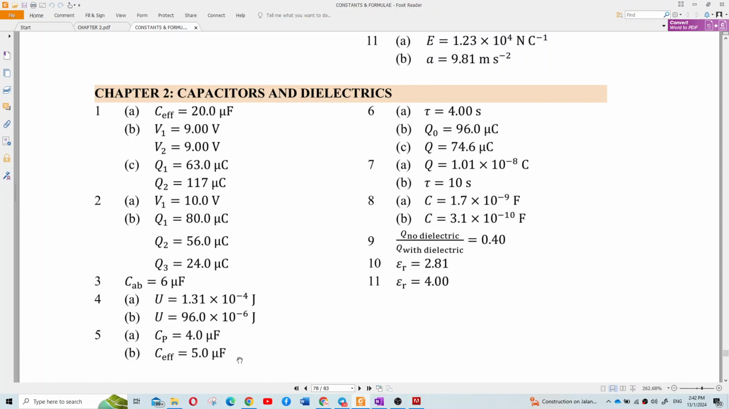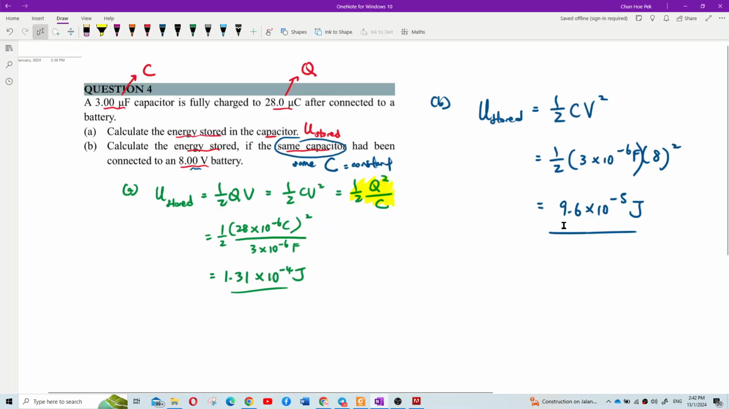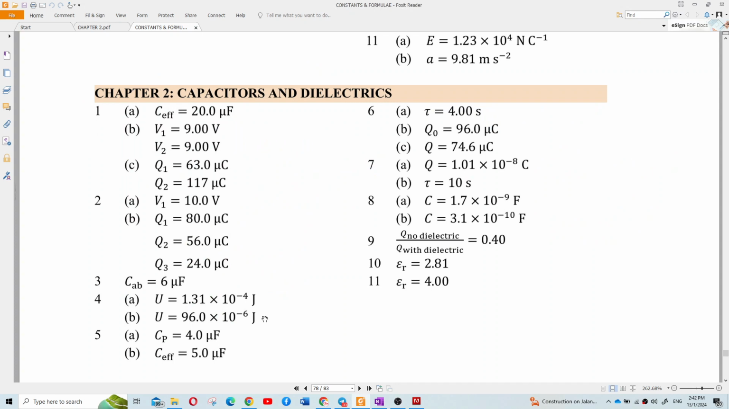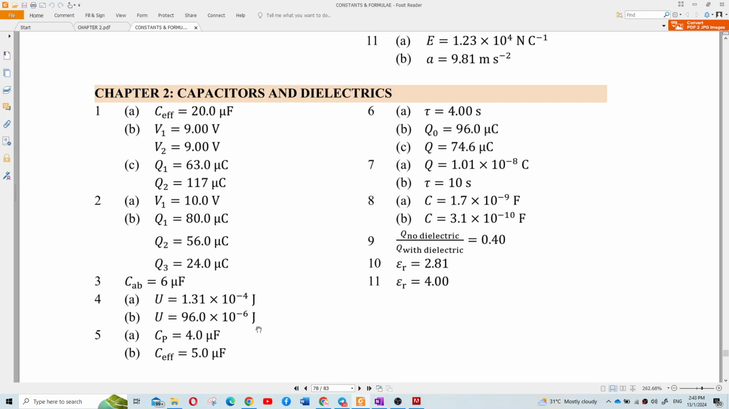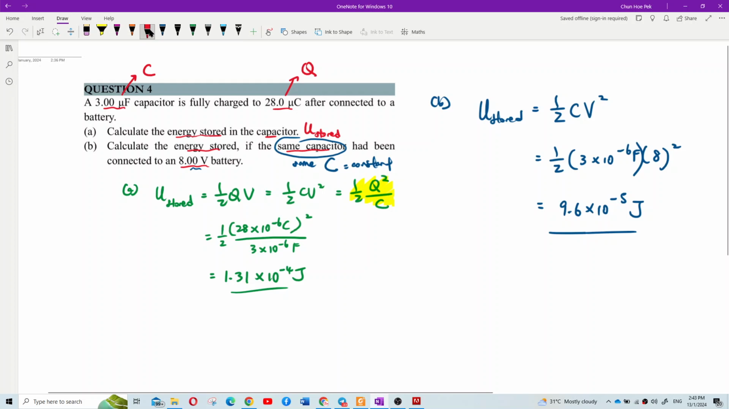Is it? Where's the question again? Half CV square, question 4. Yeah, correct. Mine is 96.6, because I put it more than 10, but my one is less than 10. If we make it 9.6, here becomes -5, because plus 1. So it becomes -5. Yes, correct. Energy stored, joule. Okay, joule. That's correct.